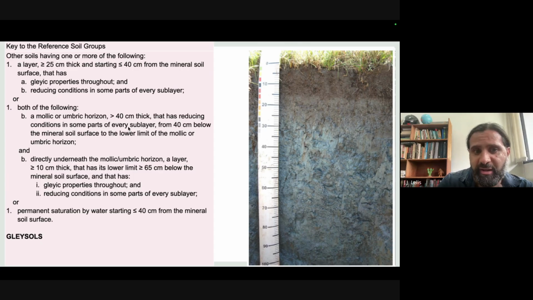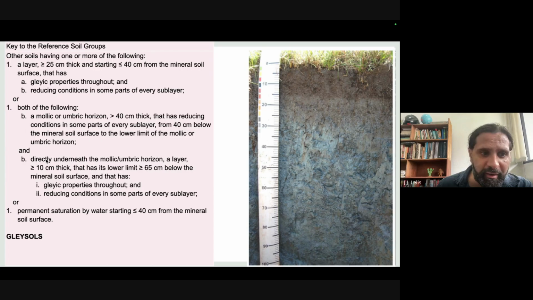If we have sublayers like A1, A2, A3, from 40 centimeters below the mineral soil surface to the lower limit of the mollic or umbric horizon, I should find these reducing conditions in all of these sublayers or subhorizons, from 40 centimeters below the soil surface to the start of these mollic or umbric horizons. You should remember what mollic or umbric horizons are: dark horizons. Mollic registers high base saturation, the umbric low base saturation, okay?